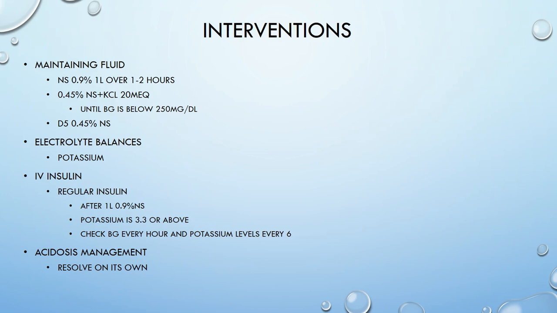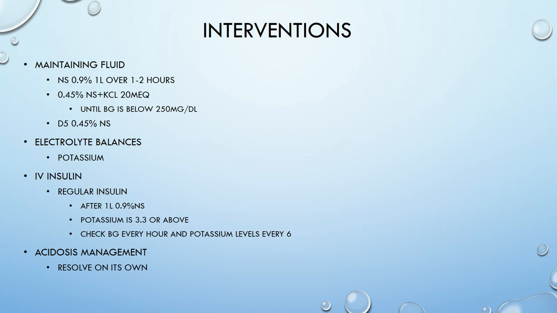So, you want to make sure that their potassium is within a certain limit. After you've done these things, you're then going to start them on IV insulin. It's going to be regular. This is going to be after you give them 1 liter of normal saline for hydration. You also want to make sure the potassium level is 3.3 or above. The reason is because once you start IV insulin, it's going to continue pushing the potassium back into the cell, which means they're going to lose more and more potassium.